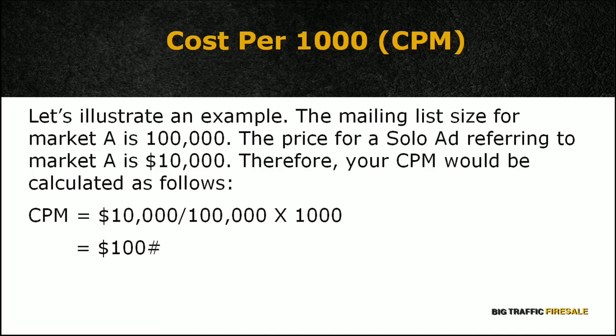Let's illustrate an example. The mailing list size for Market A is 100,000. The price for a solo ad referring to Market A is $10,000. Therefore, your CPM would be calculated as follows. CPM equals $10,000 divided by 100,000 times 1,000, which equals $100. This means it'll cost you $100 to reach 1,000 audience in Market A. The cost to purchase your solo ads is dependent on the market, but remember, our rule is to start small and grow bigger as you go. Do not pay a fortune if you are still new to the scene.